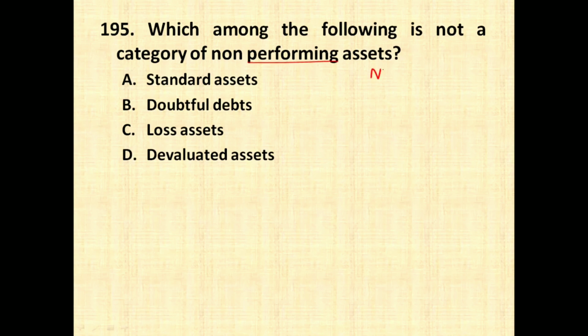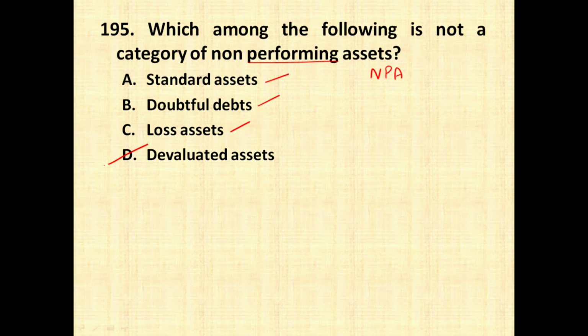Non-performing assets, commonly called NPA, arise when the borrower fails to make payment of principal or interest for 90 days; then the loan is considered a non-performing asset. A standard asset is a type of NPA, doubtful debts is a type of NPA, loss asset is also a type of NPA, but devaluated asset is not a type of NPA.